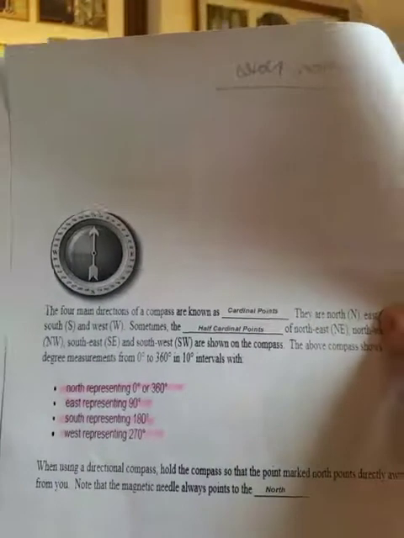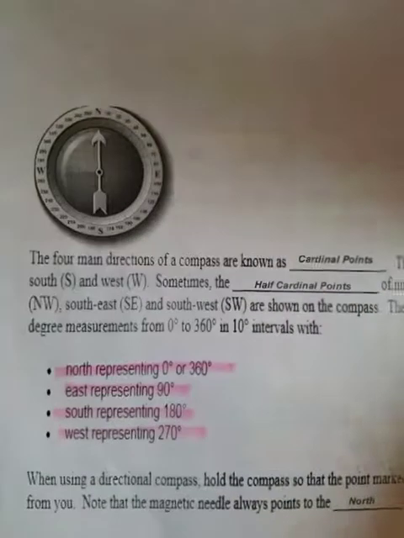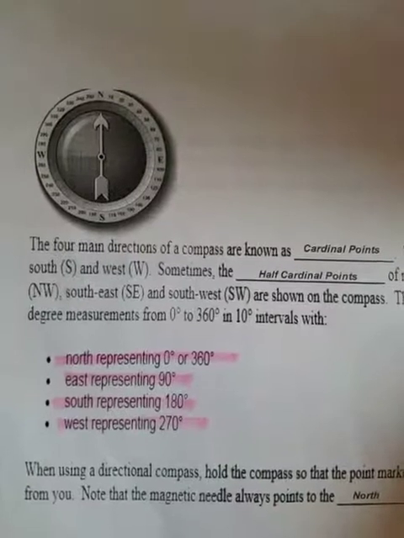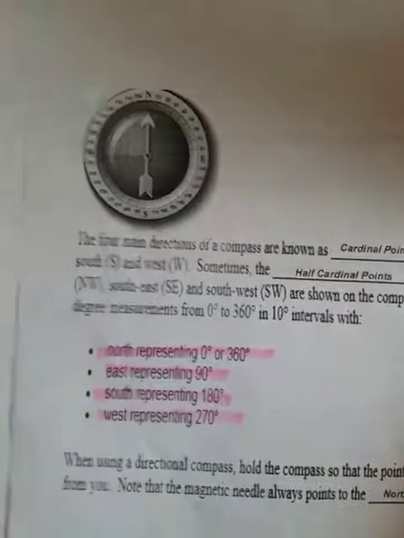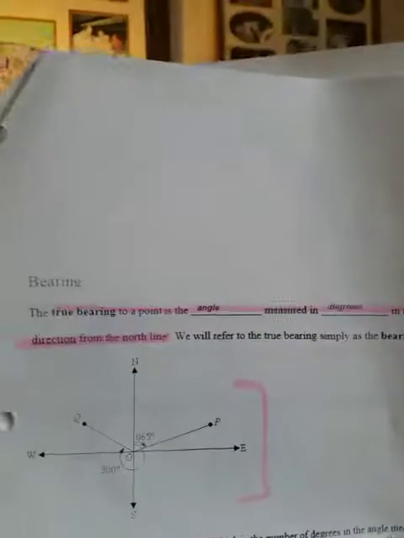Okay, so you have your points. Again, north is 0 degrees. East, really big key points, is 90 degrees, south is 180, and west is 270. I highlighted all the things that you need to focus in on here, in the notes that I posted.